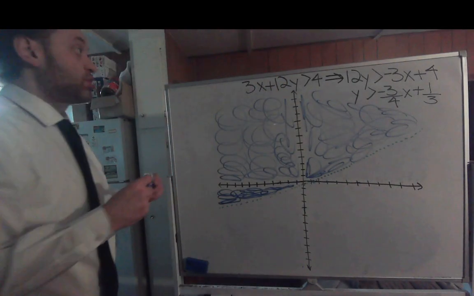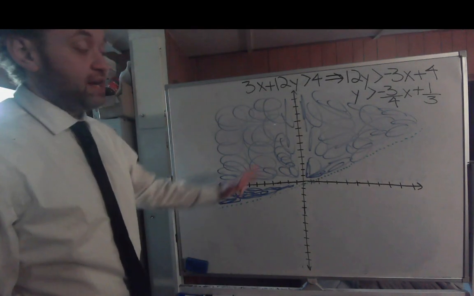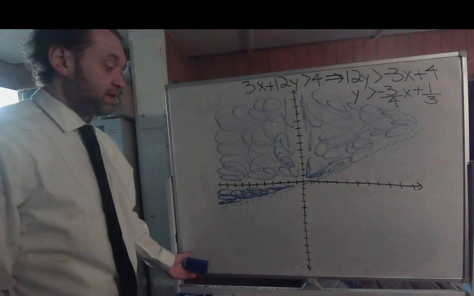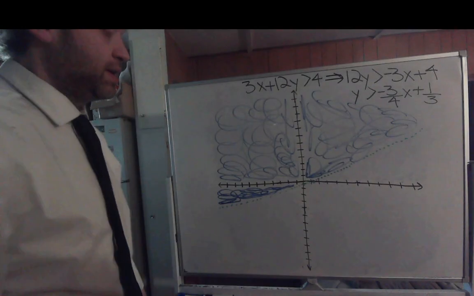And there is your graph of 3x plus 12y is greater than 4. So you shade everything above the line. And there you go. And it's a dotted line since it's just greater than.